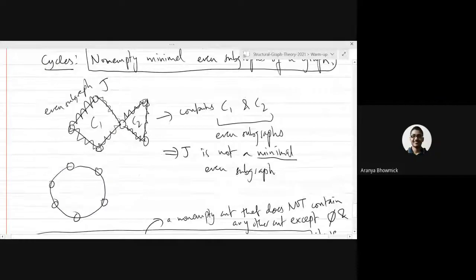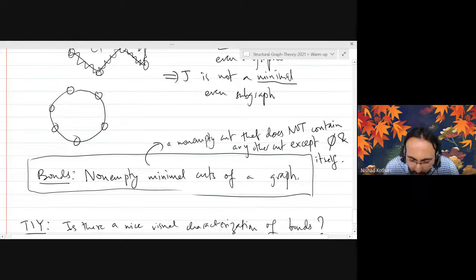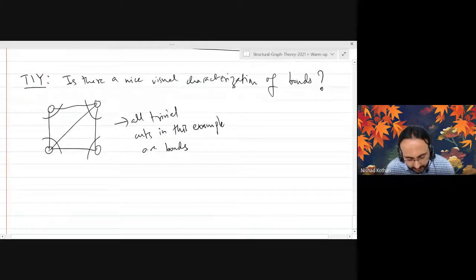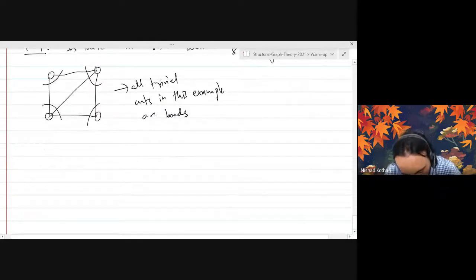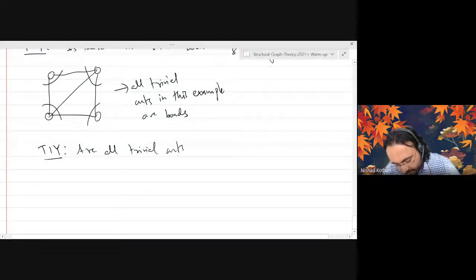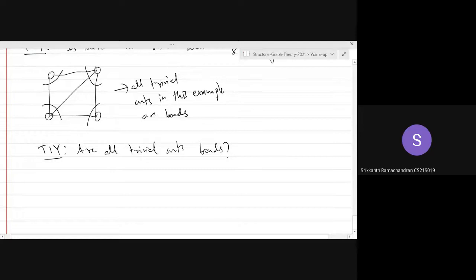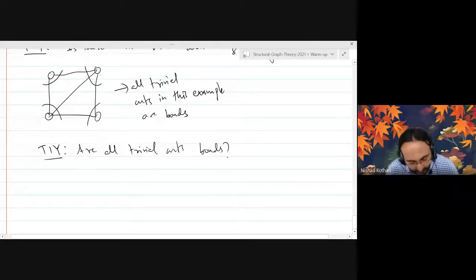And also, sir, every trivial cut is also a bond, right? Not necessarily. So that's another point you can think about. Are all trivial cuts bonds? Actually, I'm not sure of the answer. I think K_{1,2} is an example.